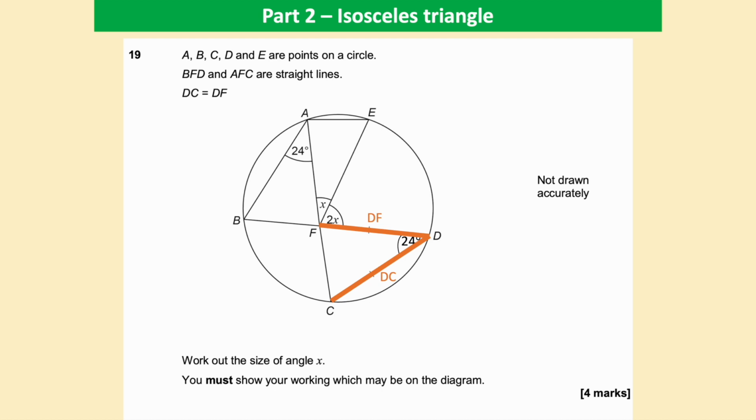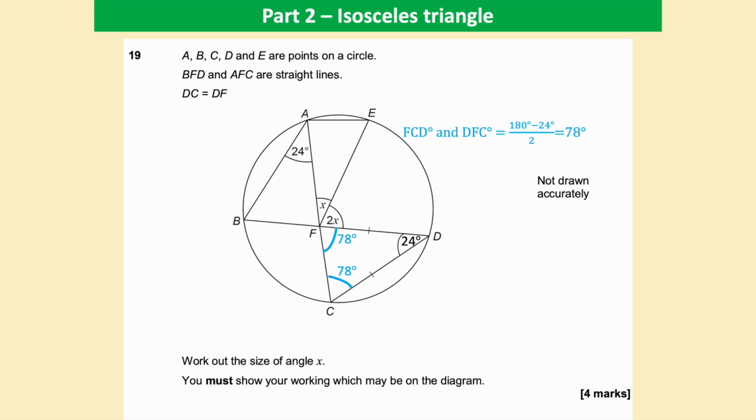And as the total angle of a triangle is 180 degrees, you can therefore work out what these angles are by doing 180 minus 24 divided by 2, which gives you the answer of 78 degrees. And so DFC and DCF are both 78 degrees.